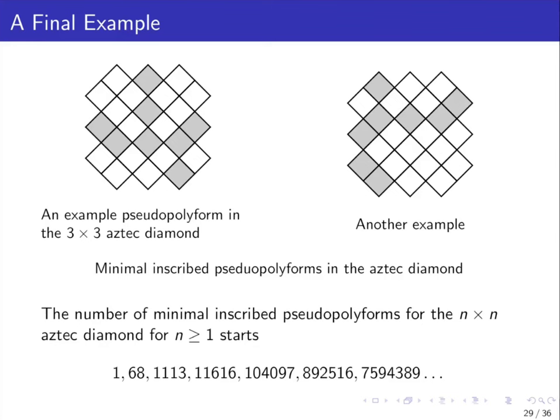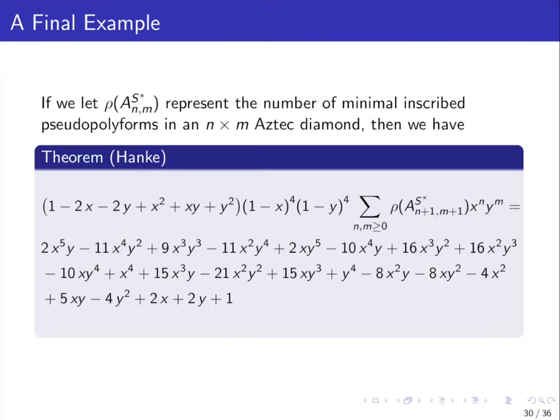The actual enumeration of this sequence for general n by m Aztec diamonds was an incredibly difficult task and easily amounts to the most difficult math question I've ever solved on my own. So I'm very happy to show this next slide, which is the result. Now, if we let A sub S star represent the number of minimal inscribed pseudo-polyforms in the n by m Aztec diamond, then we have the following results. Here we give a generating function, and the reason for that is the exact formula is horribly messy. I mean, this generating function is pretty messy on its own, but it's certainly better than the exact formula.